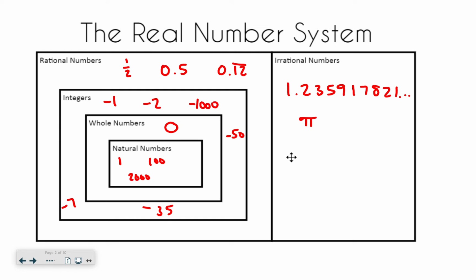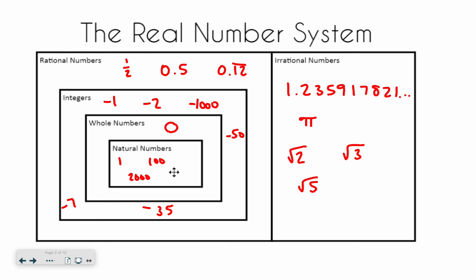Some other examples of irrational numbers include the square root of 2, which would give you a decimal that doesn't repeat and doesn't stop, and same with the square root of 3, square root of 5, and so on and so forth. An irrational number stands all on its own. An irrational number can never be a natural, whole, integer, or rational. So if it's irrational, it cannot be anything over here on the left-hand side.